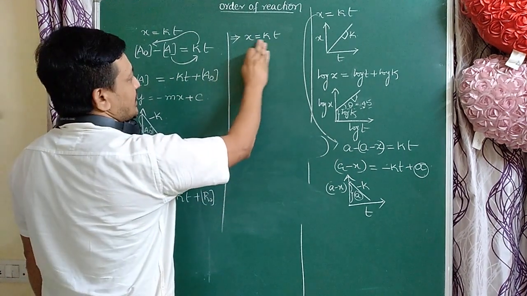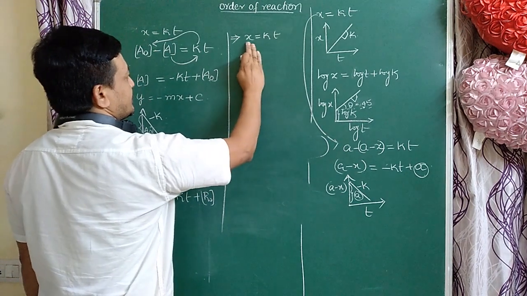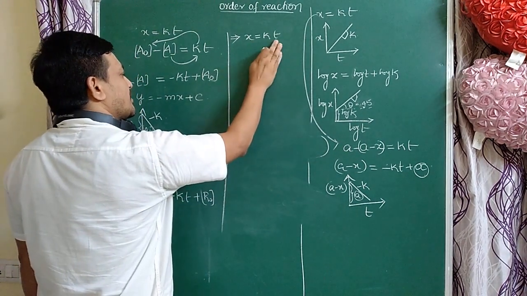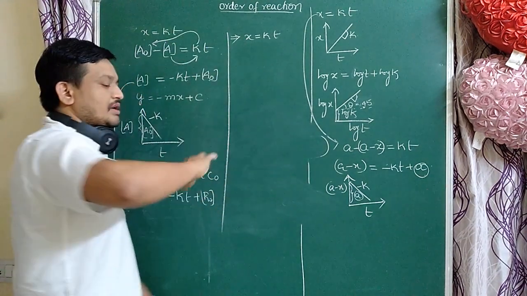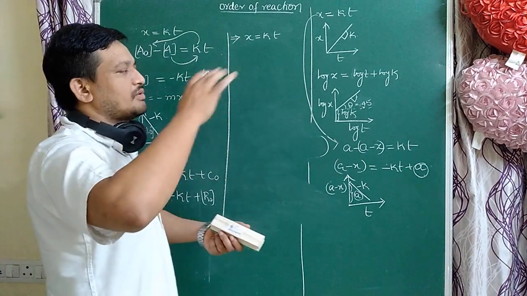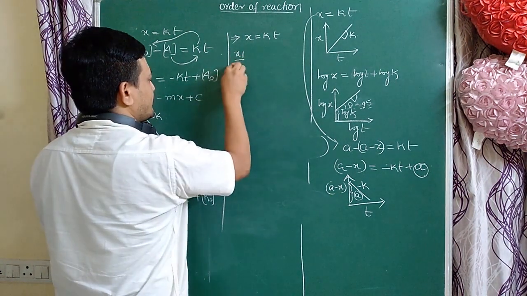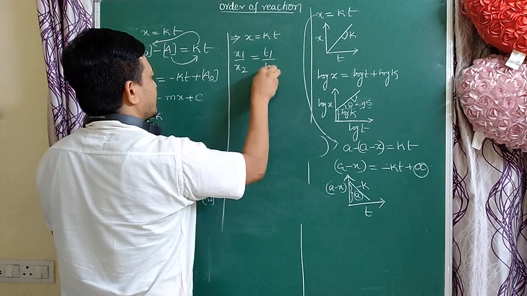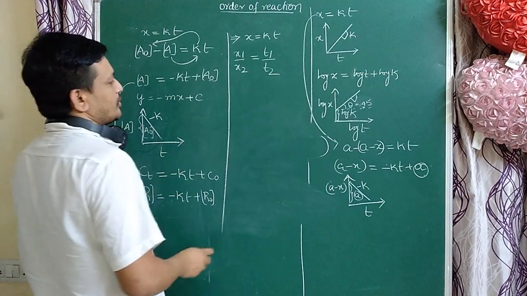Next, x equal to kt. So x is directly proportional to time. As time increases, x value increases. X means consumed concentration. As time goes on, the consumed concentration also increases. So x1 by x2 equal to t1 by t2. This is very, very important.